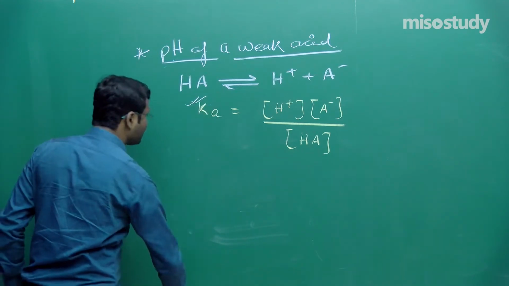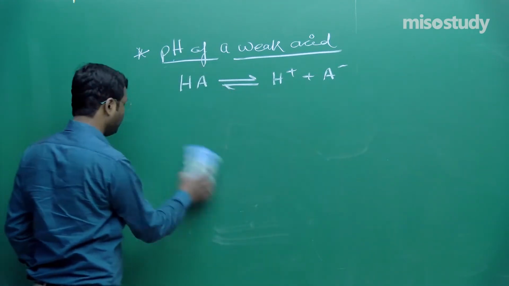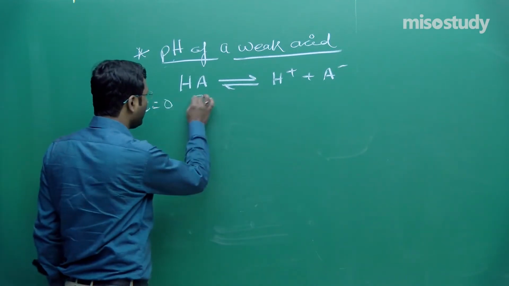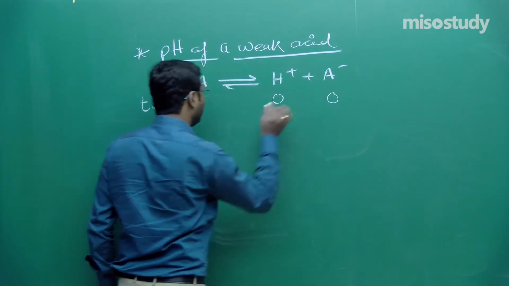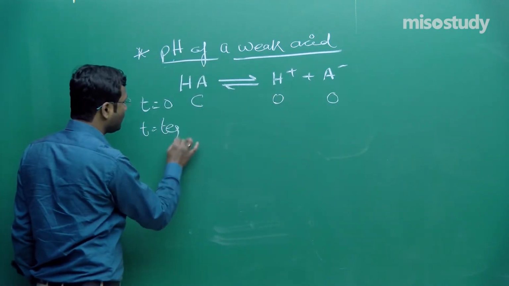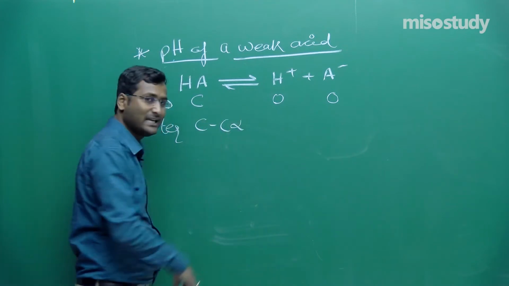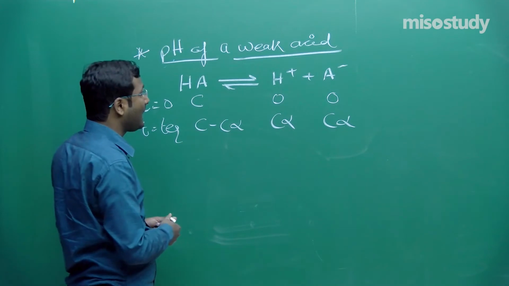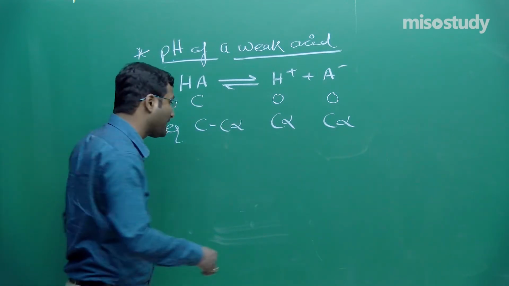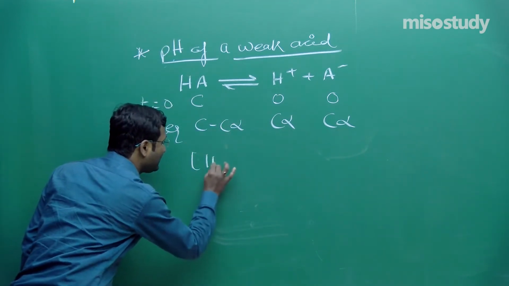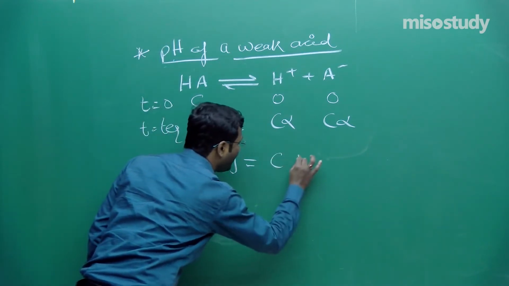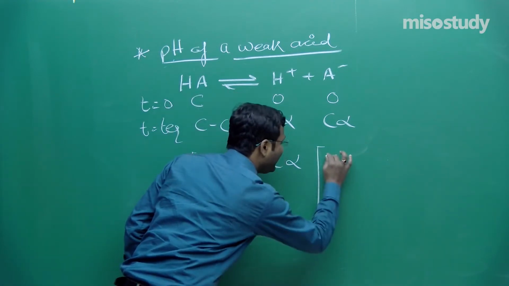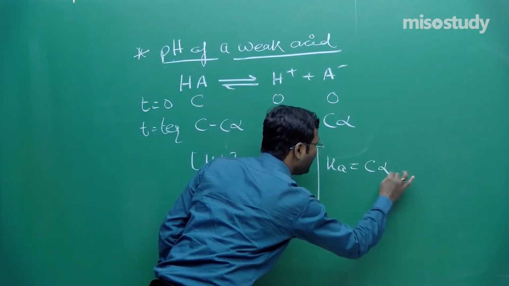Now, if I take the concentration, then what will happen? It's very simple. Suppose when time t is equal to 0, the concentration of HA is C and then 0, 0. When the time is t equilibrium, that is C minus C alpha, C alpha and C alpha. Now if anyone asks you to write down the concentration of H plus ion at equilibrium, the concentration of H plus ion is equal to C alpha. Now, as we all know, Ka is equal to C alpha square.